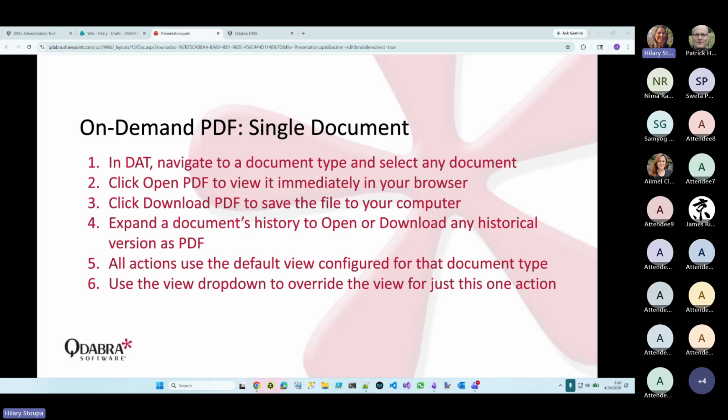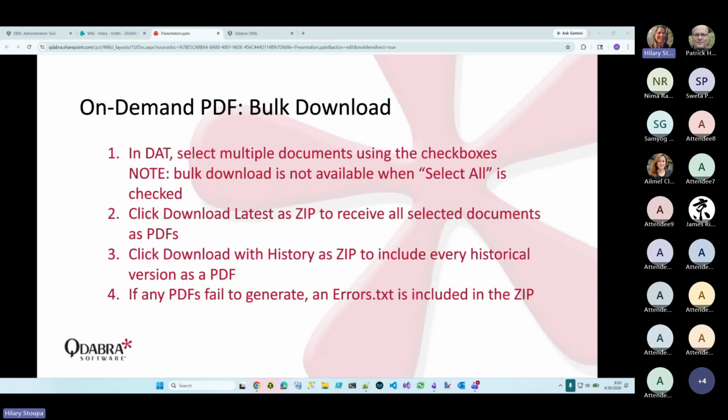So the options we have with our new on-demand PDF functionality, and I will be showing you this in my demo shortly. You can select any document. You can open a PDF to view it immediately in your browser. We know that you can open the XML from DBXL, but that's not always what you need to see or want to see. You can do the same thing with your historical versions. If you have not set a specific view to use for your PDFs, the code just uses the default view for the form, and we'll look at that.